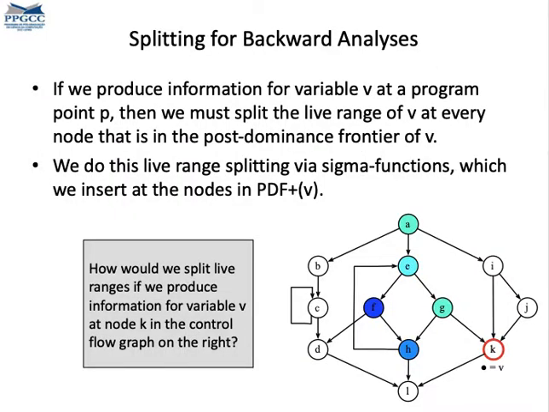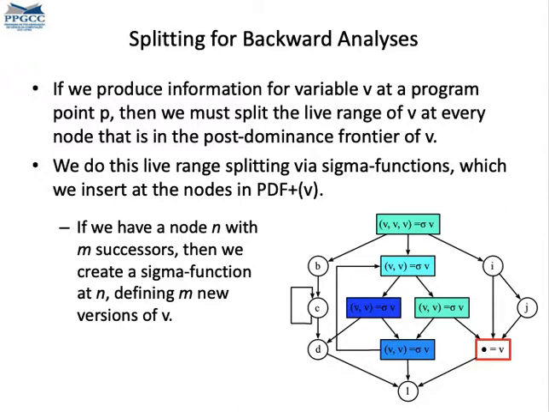So once we have the notion of an iterated post-dominance frontier, we can use it to approximate the mid nodes of a backward analysis. In other words, if we have a dataflow fact appearing at a certain node n, then the mid nodes are the blocks in the iterated post-dominance frontier of n. As an example, where would you insert copies to split the live range of variable v used at block k?